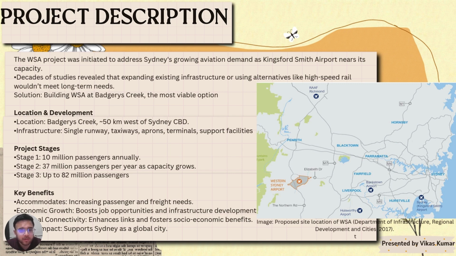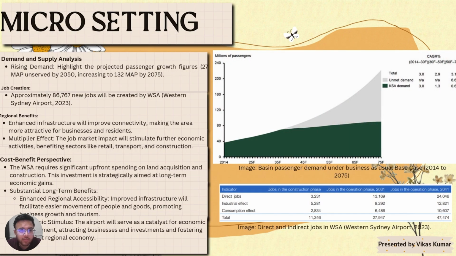And it is near Penrith, Blacktown, and Liverpool, and it will help people to get jobs, and the market land prices will also increase. So the next thing is micro setting.